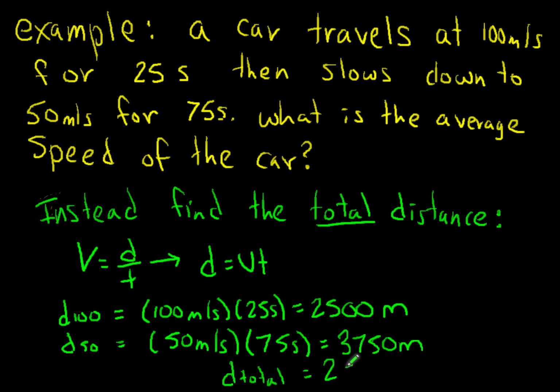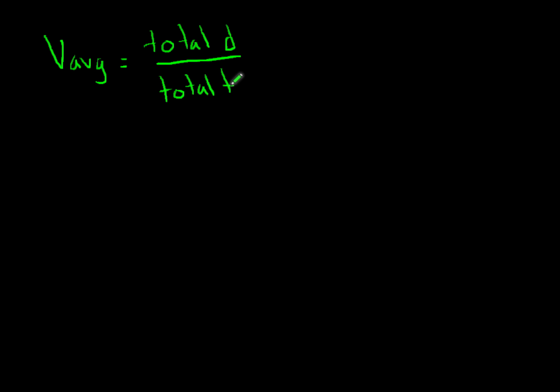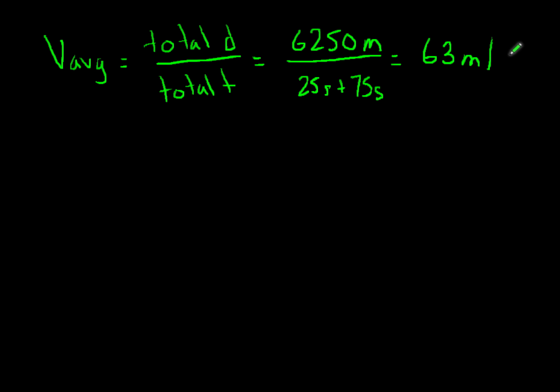3,750 meters. So the total distance is 2,500 meters plus 3,750 meters. This equals 6,250 meters. So the average speed, total distance over total time, is 6,250 meters divided by total time, which is 25 plus 75 seconds. This equals 63 meters per second, which is the average speed for the trip.